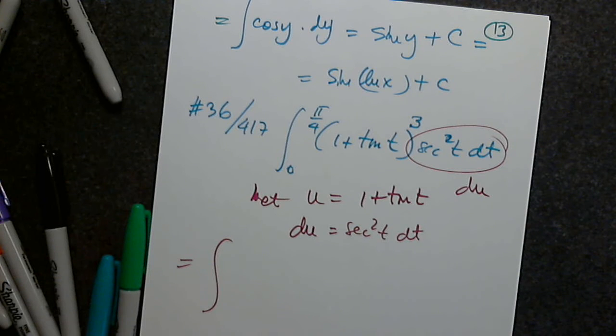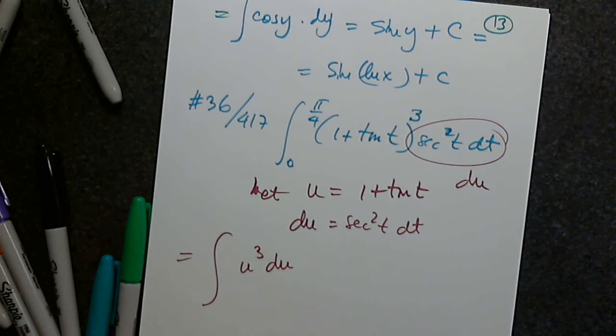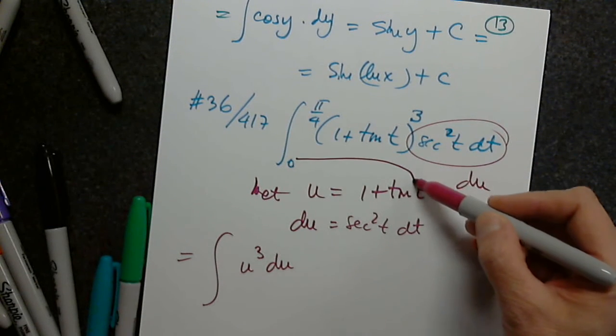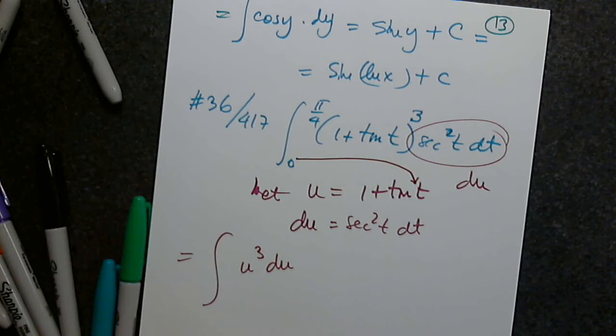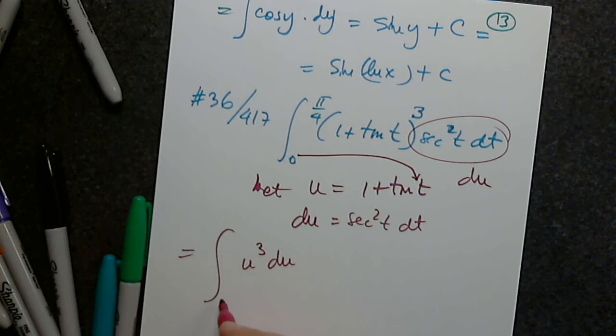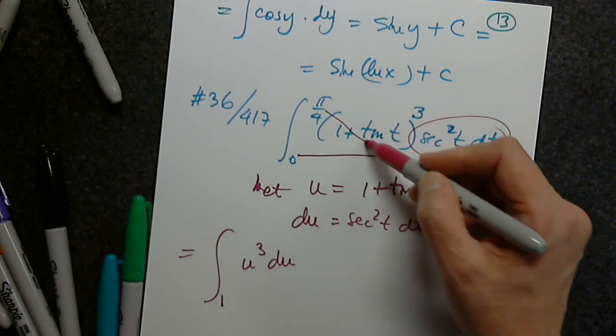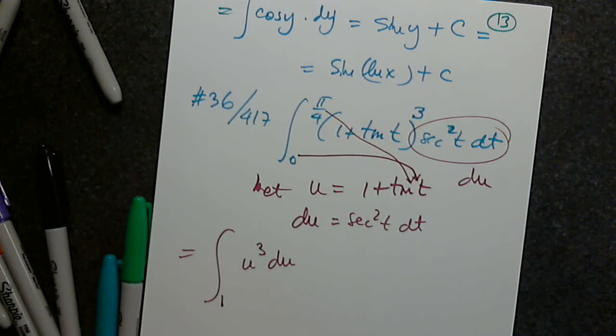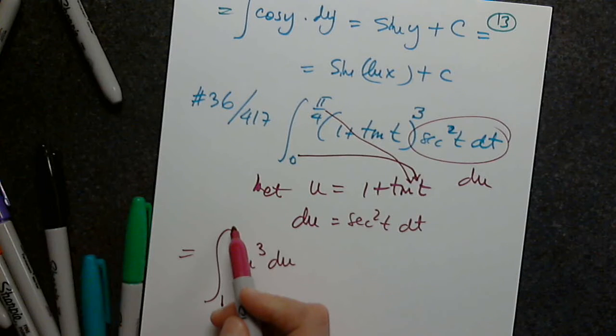So what is the integral now? U to the third du. And now, when t is 0, how much is u? 1. When t is pi over 4, how much is u?